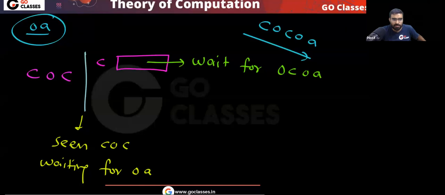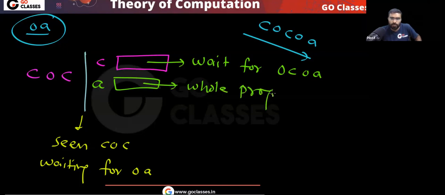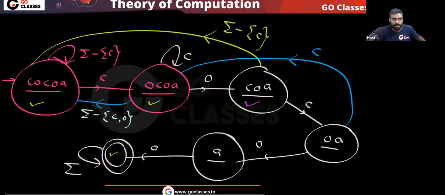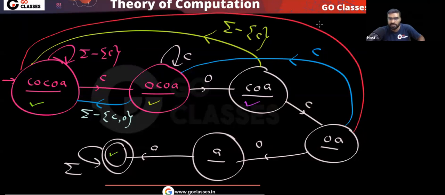What about the other symbols? If A comes, where will you go? Then the whole progress is gone. If any other symbol comes, basically any symbol other than C, O, then the whole progress will be gone. So I can say you will do like this. From here, you will make this move on sigma minus C, O. Very simple. Now this state is also over.